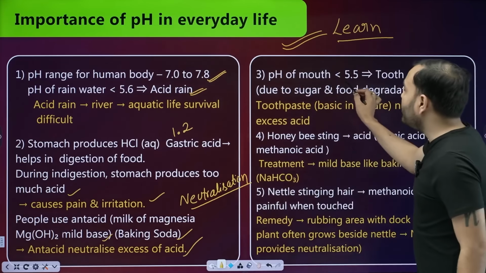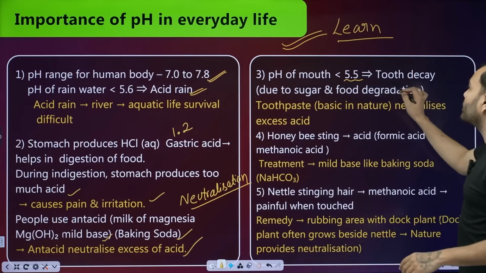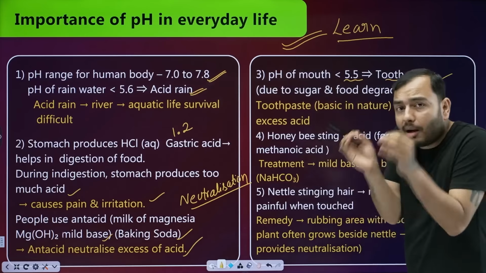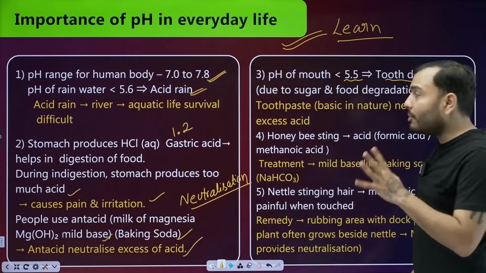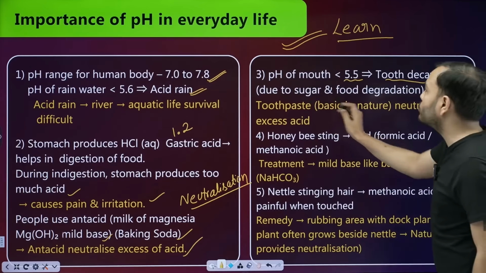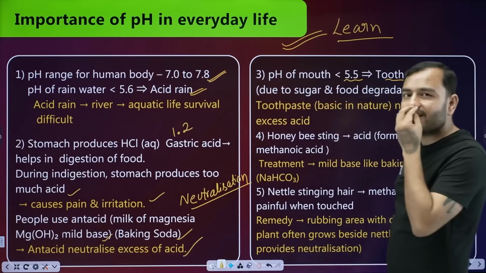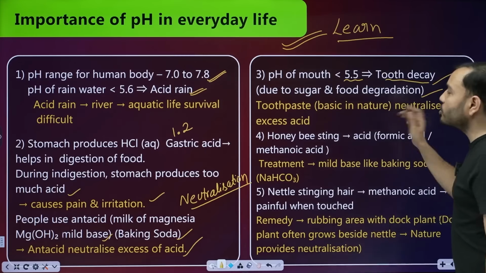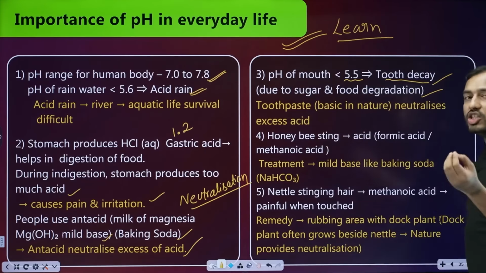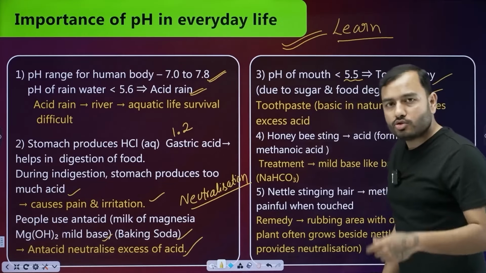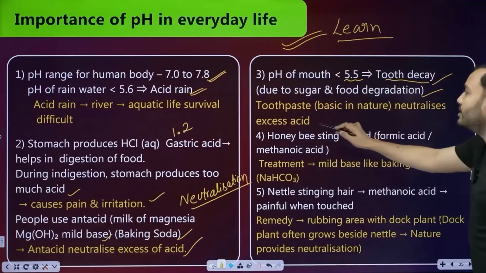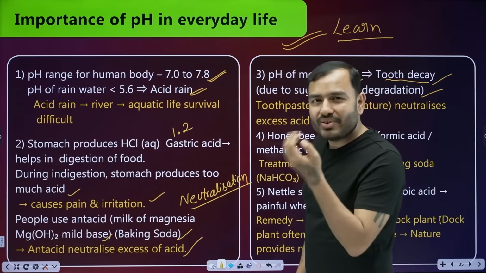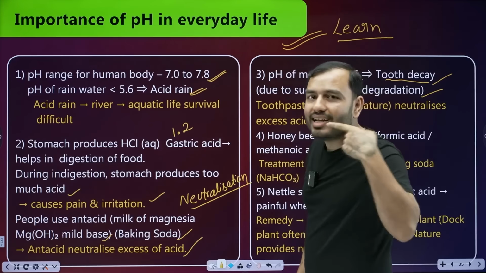If the pH of our mouth is less than 5.5, then it means our tooth is decaying. If the pH of teeth is less than 5.5, then that tooth is rotting. Why does it happen? Due to sugar and food degradation. We ate food, it sticks there, so it imbalances the pH of teeth. To solve this, use toothpaste. What does toothpaste have? Toothpaste is basic in nature, neutralizes excess acid. If the tooth feels like there is a lot of acid and it is decaying, what you have to do is brush your teeth.